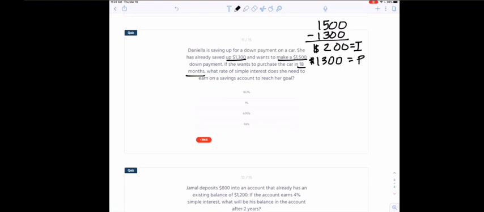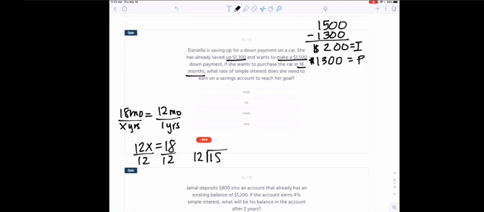How much time does she have? 18 months. Oh, we can't put 18 as time. We have to convert it to years. So now, 18 months over x years, there's 12 months in 1 year. So 12 times x equals 18 times 1. We divide by 12. So let's do that.